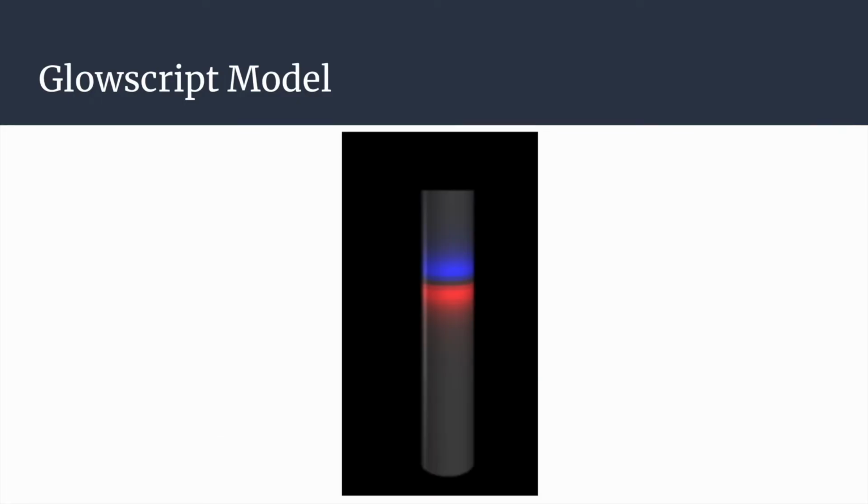Here's a picture of the computational model with the red ring representing the north pole of the magnet and the blue ring representing the south pole. The position of the magnet changed as it fell through the tube.